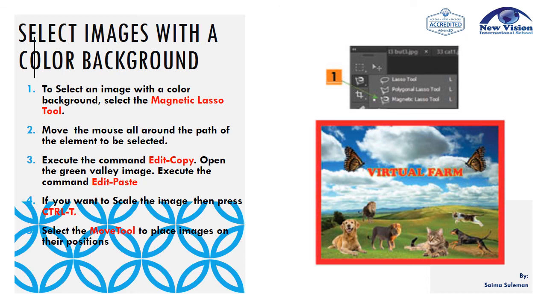Like the birds or the butterflies over here, you can use a smaller size, and if you want bigger animals like the lion and the dog, then you can change the size with the Ctrl T command. Now select the move tool to place images in their positions.